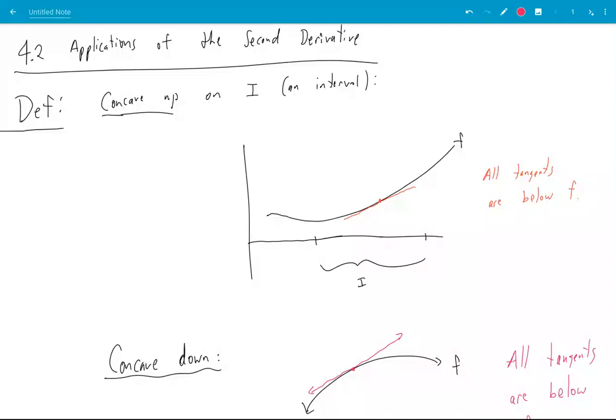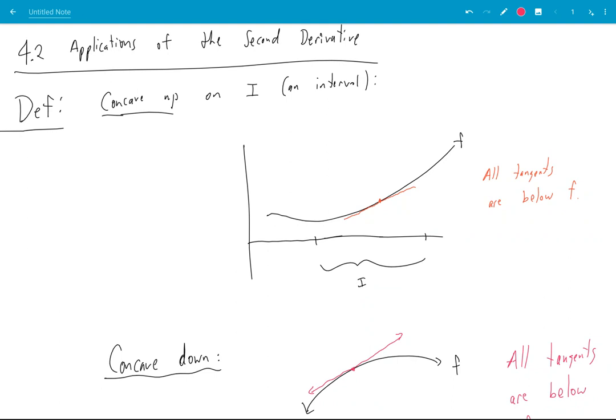Okay, so now we'll talk about how the second derivative affects the graph of a function. So concavity. So we're going to have concave up or concave down. So you can pause anytime and write this down.